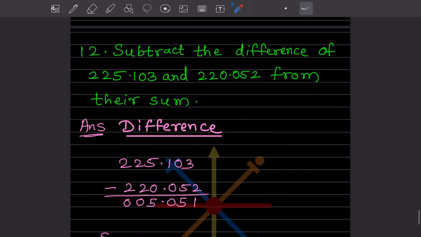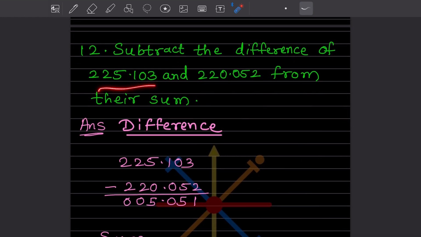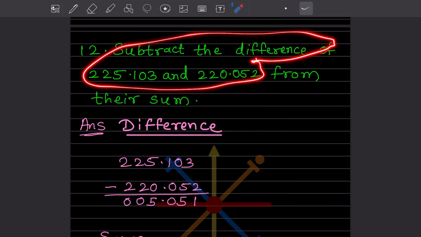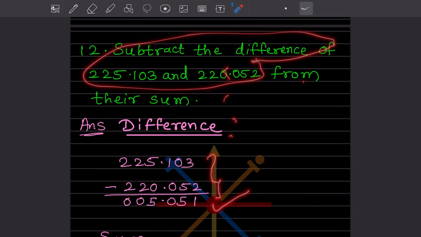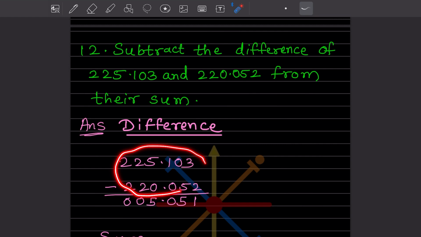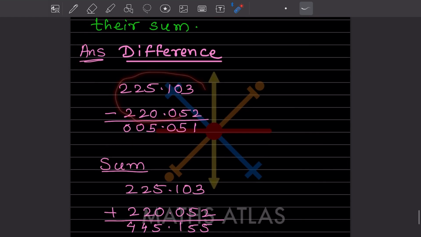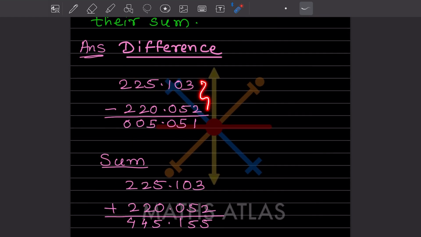Subtract the difference of these two numbers from their sum. So first, what I'm going to do is take the difference of these two numbers. After subtracting these two numbers, we got this one. From their sum: sum means again these two numbers, we will add them. This we have subtracted, here we have added. So I wrote here sum, here I wrote difference. When we add it, we get this answer.